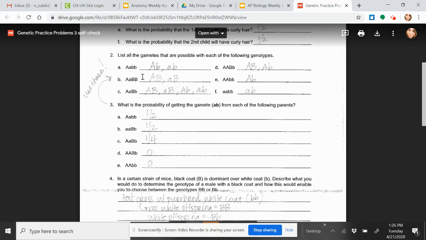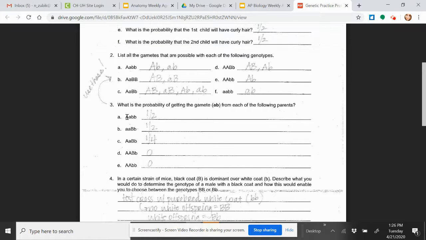We're going to use the examples from above to get the probability of getting the gamete little a, little b from each of the following parents. Big A, little b, little b. The probability we'll get a little a, and a little b is 1/2. Little a, little b, 1/2.